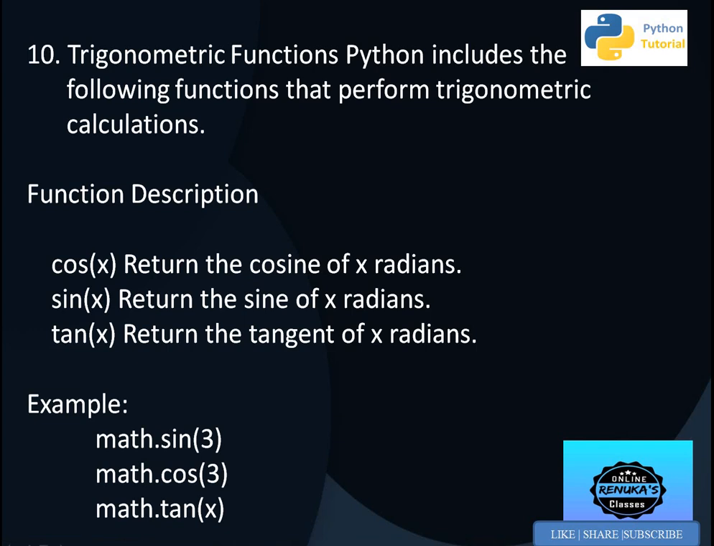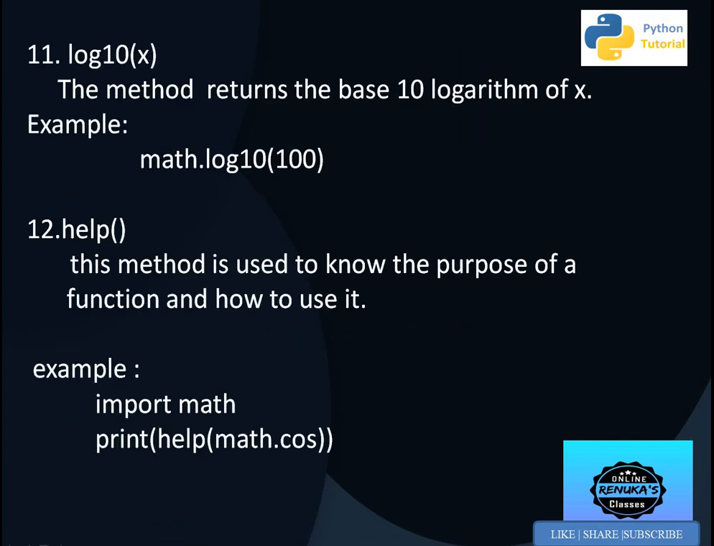So moving to the next part of the math module, that is log10, logarithm with base 10, it will return the value. So find math.log10 with 100 in the brackets, it will return the log value of 100, that is 2.0.